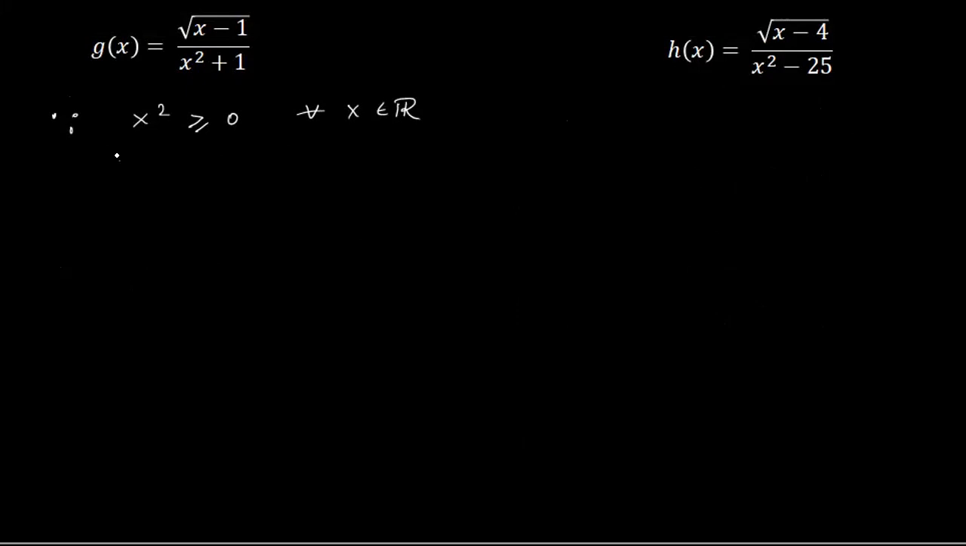Now add 1 on both sides. So x square plus 1 is always more than or equal to 1. It means our denominator cannot be equal to 0 for all x belongs to real number, right? So basically we have no problem with the denominator. It is always a positive number, either 1 or more than 1.